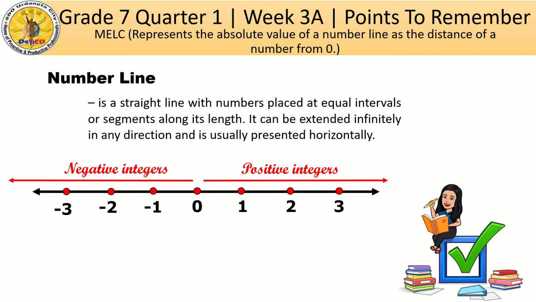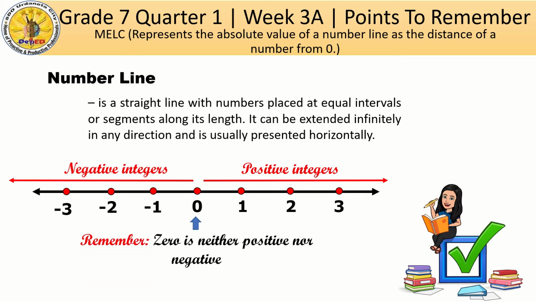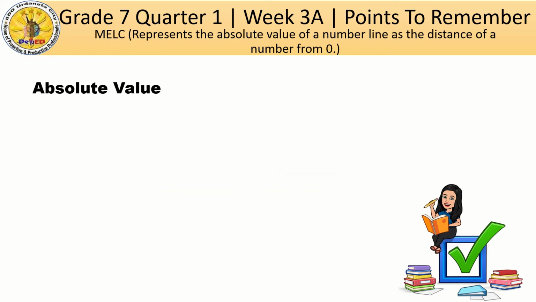A number line is composed of the numbers to the right, which are the positive integers, 1, 2, 3, 4, 5, and so on and so forth. And then the numbers to the left are the negative integers, negative 1, negative 2, negative 3, negative 4, negative 5, and so on and so forth. And then the middle number, which is 0, please take note that 0 is neither positive nor negative. This means hindi siya positive, hindi negative, it is neutral. Okay? So let's proceed to the absolute value.